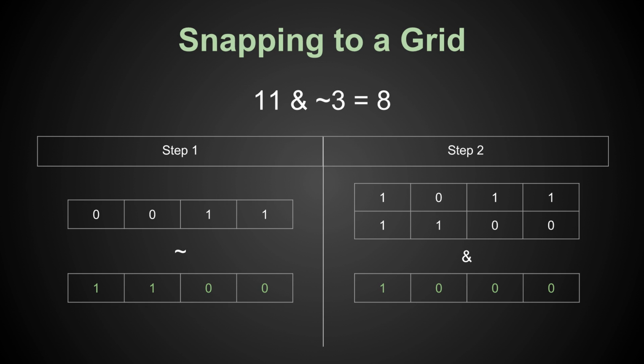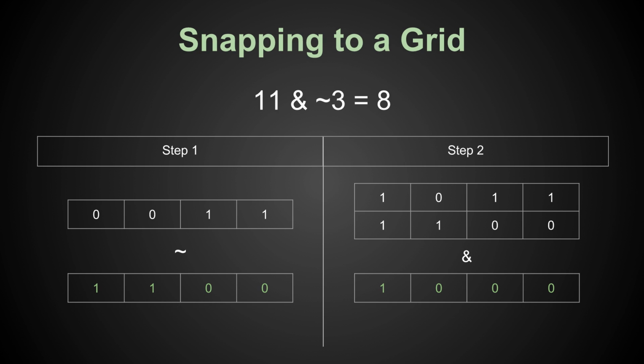So the first step is to not the 3. And you can see in step 1, we've got 3 in binary in that little table right there. We've got 0, 0, 1, 1. That's 3 in binary because we've got a 1 in the 2's place and a 1 in the 1's place. 2 plus 1 is 3. And we not that, which gives us 1, 1, 0, 0. That value is going to be 12.